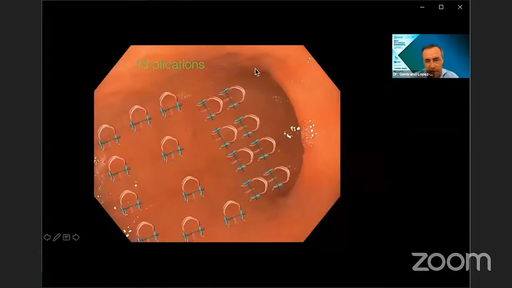So, as you can see here, this is the incisura angularis on the right part of the slide. We have a first row on the right of plications, 4 plications in anterior-posterior sense, another second row of plications. Then we have a third row, and then we fill the gaps in the middle with other plications. In most of the cases, to do this, we took 18 plications, which is the mean number of plications you need to do this approach.